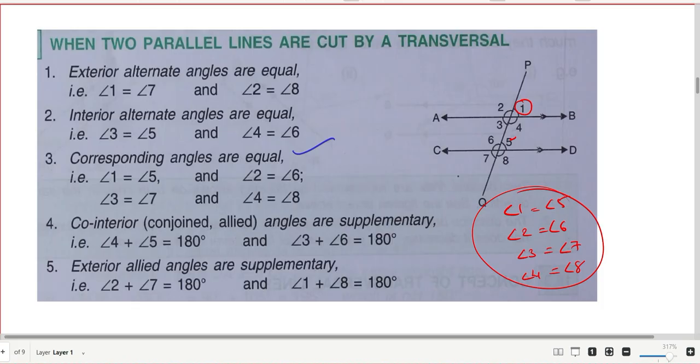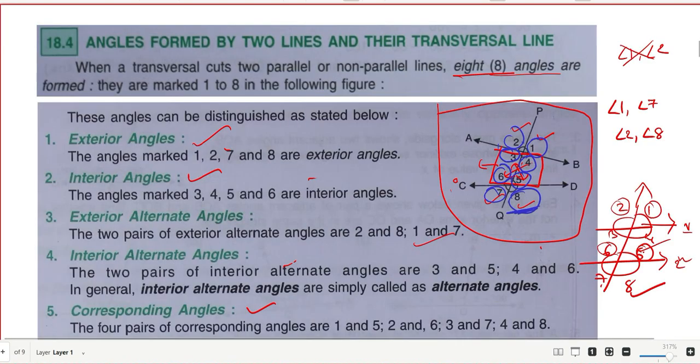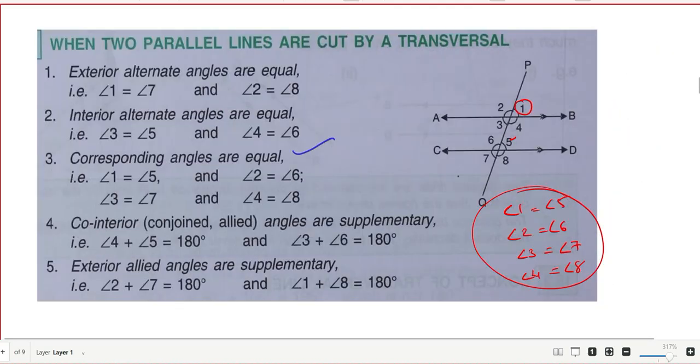When a transversal intersects parallel lines, then only these corresponding angles are equal. In the case of the previous slide, if you observe, as these two lines AB and CD are not parallel, then it does not matter whether these corresponding angles are equal or not. Definitely, they are not equal. Only if the two lines are parallel are the corresponding angles equal.